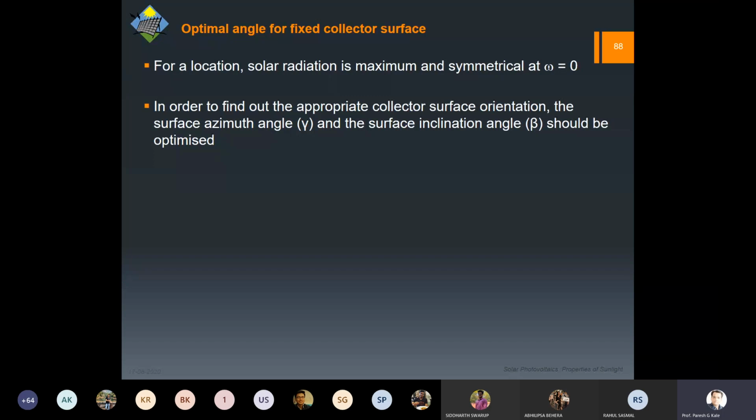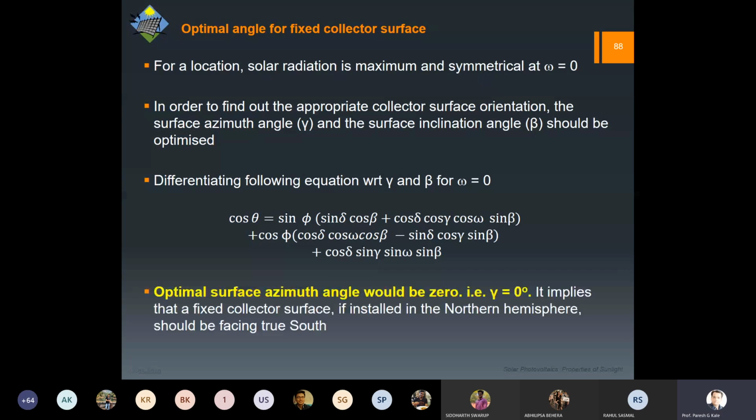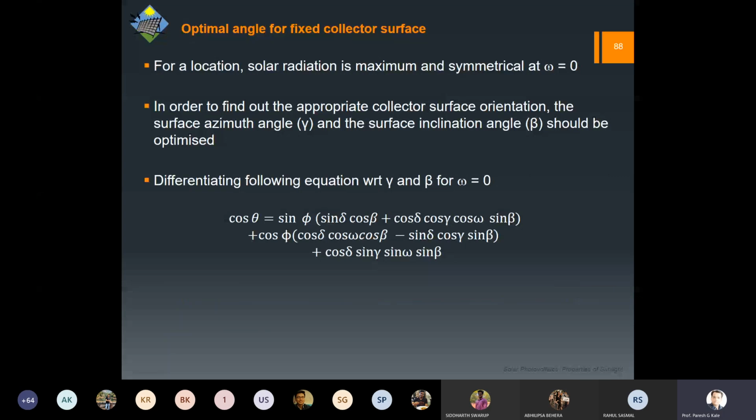So to find out this optimal angle, the surface azimuth angle, that is gamma, and the surface inclination angle beta, these two angles should be optimized. Now we already have this expression for cos theta. So what we can do is differentiate the complete expression with respect to gamma and beta, because this is what we are going to optimize. However, as it is going to be symmetric around omega equal to 0, we can substitute omega equal to 0.